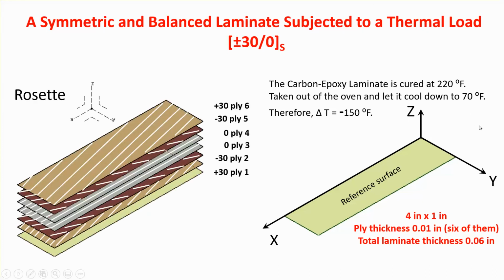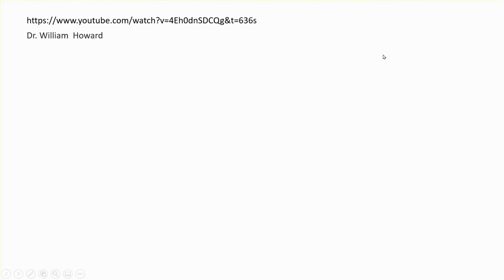All right. So the 6 plies that I'm going to be doing are like that, and this is both symmetric about the middle reference plane and balanced. So after it cools down, this thing is not going to warp. It just shrinks.